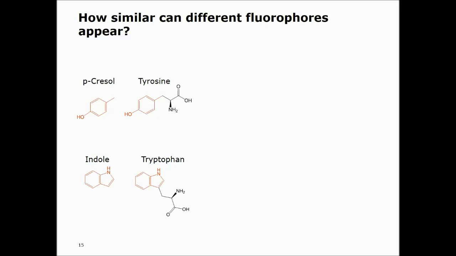But how different can chemically similar fluorophores appear in fluorescence spectroscopy? To assess this, we've conducted a study last year where we measured 14 different organic compounds, part of which were tyrosine and tryptophan, and their fluorophores cresol and indole. So how similar is the fluorophore of tyrosine compared to tyrosine?